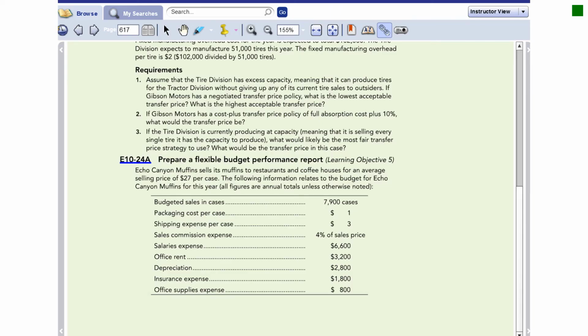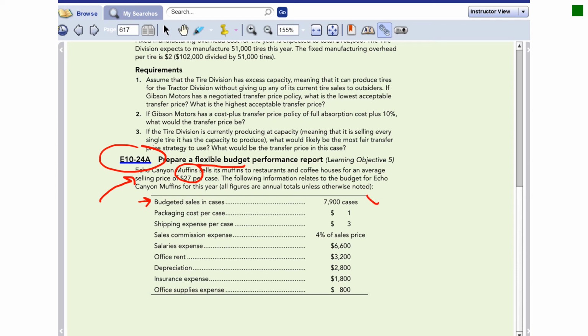Okay, so the next illustration I want to look at is exercise 10-24A. And on this one, we're going to be looking at a flexible budget. What they give us here is that they sell muffins to restaurants and coffee houses. They give you the budgeted selling price, which is $27 per case. They then give you the following information related to the budget. Now notice they'll give you budgeted sales in units, that's the cases.